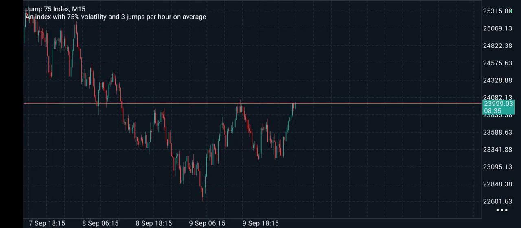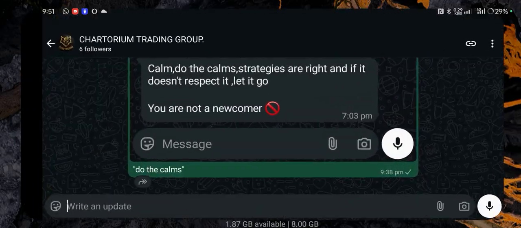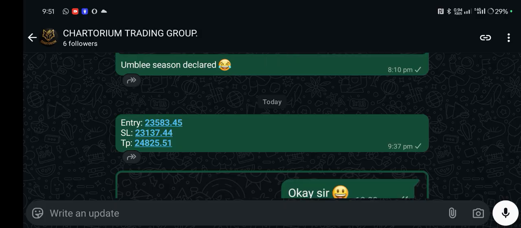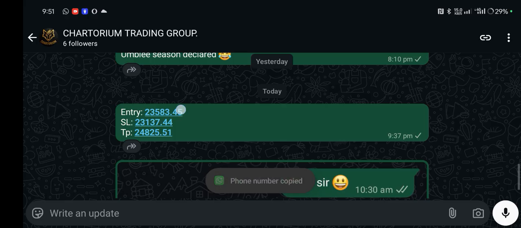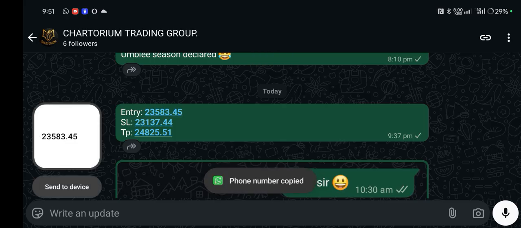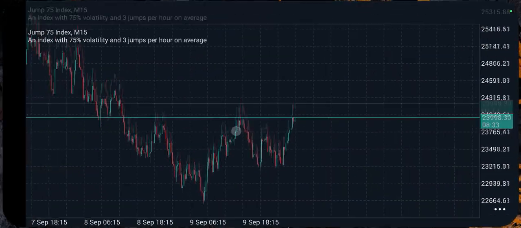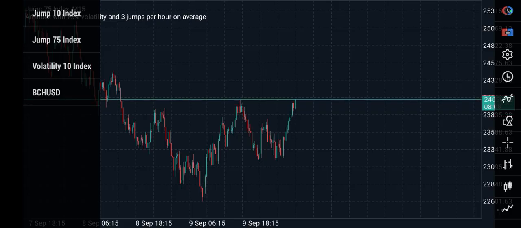So firstly, let's say I have a signal. Let's do a signal from here. I'm told to enter a trade at this current price entry. You can see the entry. SL is stop loss, TP is take profit. So now what I do is, this is my entry on jump 75. I'll be like, okay, I've been told to get an entry at that side.